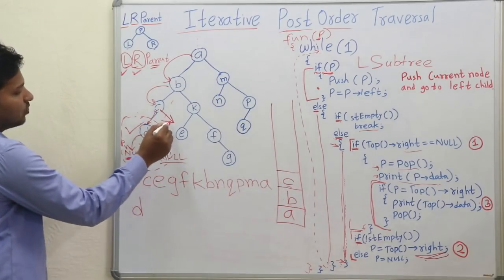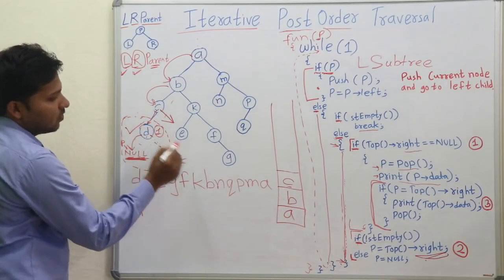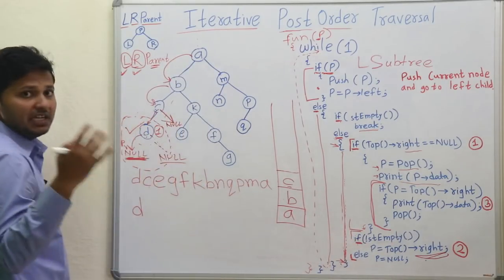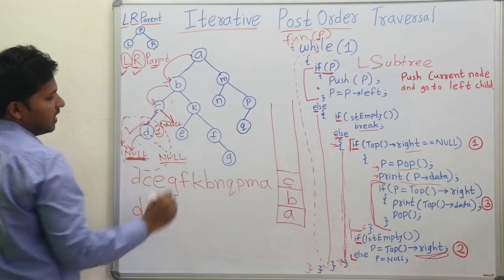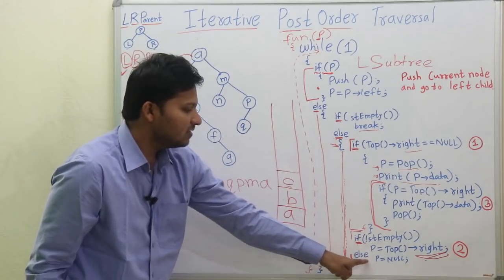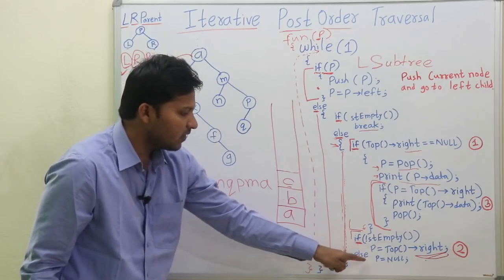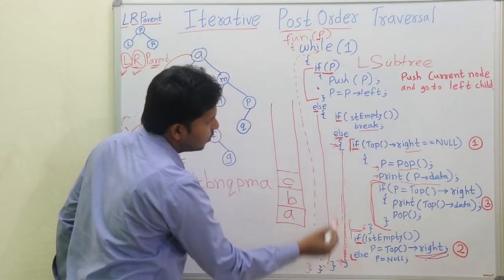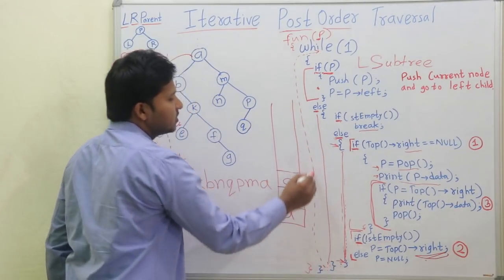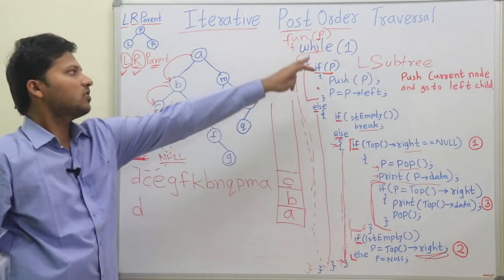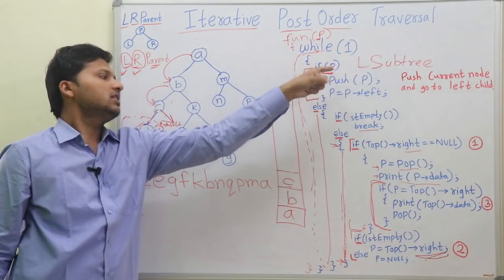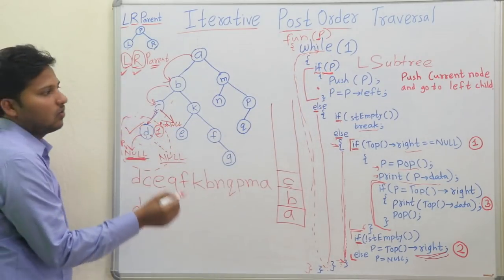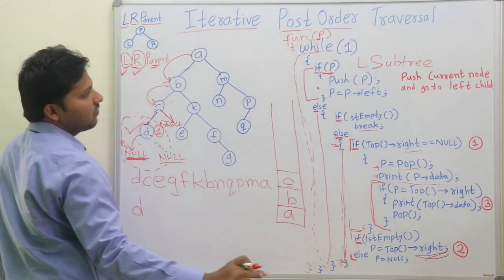Okay, so let's go to the right subtree now. Now P is equal to the right subtree, but the right subtree is null, means the right child is null. So P points to null. We will not go inside this else because this if condition is satisfied. As this else is now over and this else is also over, let's go to the next iteration. Inside this while 1, here is the condition if P, but P is null now.